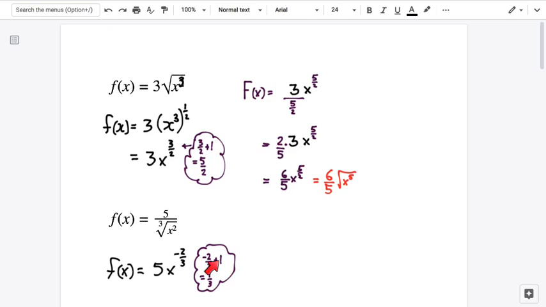If you add 1 to negative 2/3, you get positive 1/3. So when I take the antiderivative, I'm going to keep the 5, keep the x, but this time raise it 1 level higher, it's 1/3, and then I divide by 1/3. Again, hopefully we know dividing by 1/3 is really multiplying by 3, so we're going to get 15 x to the 1/3, aka 15 cube root x.